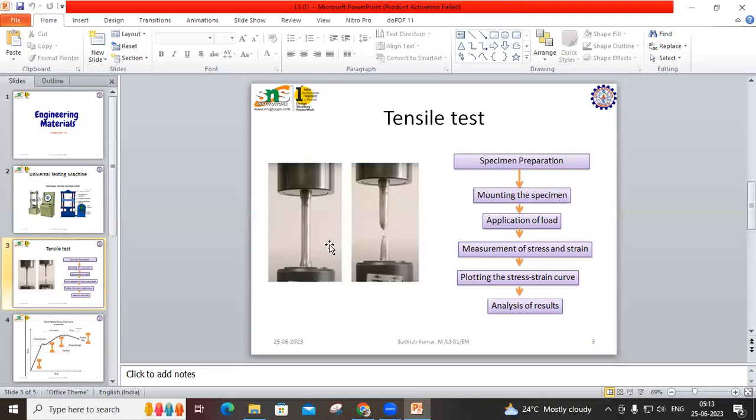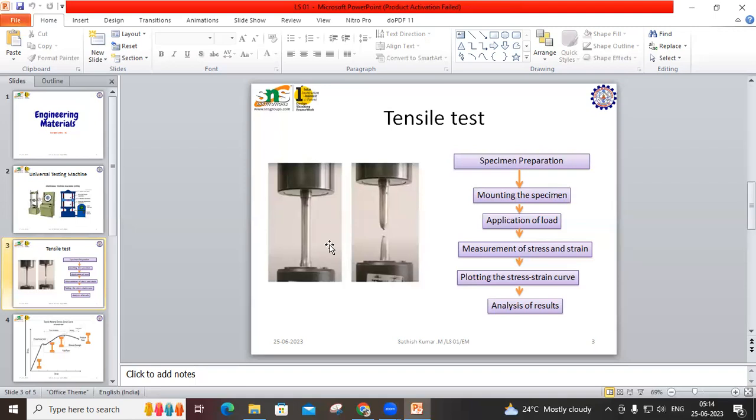The next step in the process is to measure stress and strain. We all know what stress and strain are. The machine calculates and records the stress and strain values. Stress is the force per unit area, typically expressed in megapascals, and strain is the ratio of change in length to the original length. Then, after recording the loads, the maximum load before the specimen fractures gives the ultimate tensile strength.